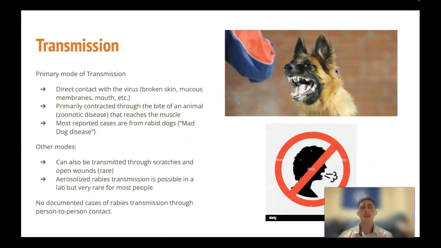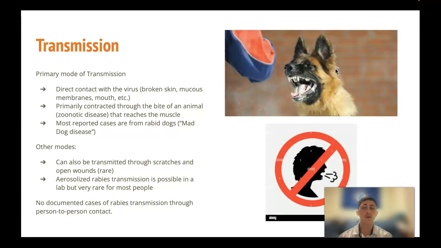So the primary mode of transmission for rabies is direct contact with the virus through broken skin, mucous membranes, or direct insertion in the mouth. It's primarily contracted through the bite of an animal, which is why it's referred to as a zoonotic disease. And most reported cases are from rabid dogs, which is why the nickname for rabies is mad dog disease. There are other modes of transmission.